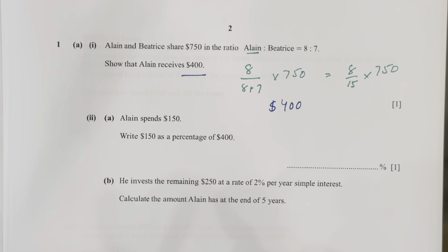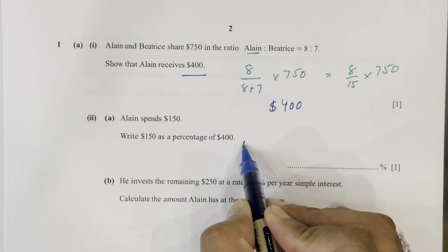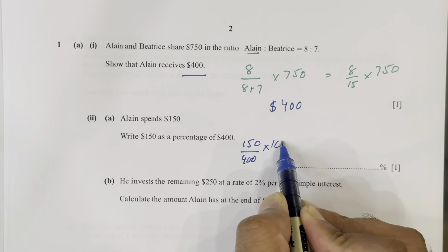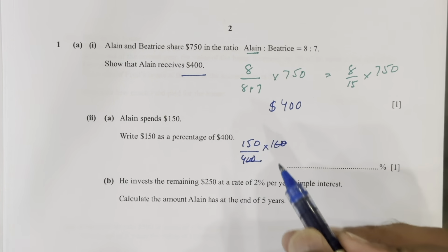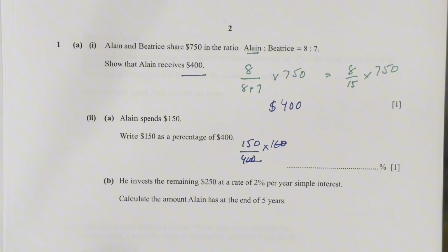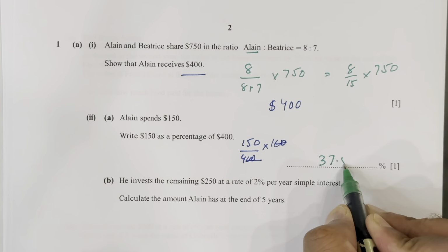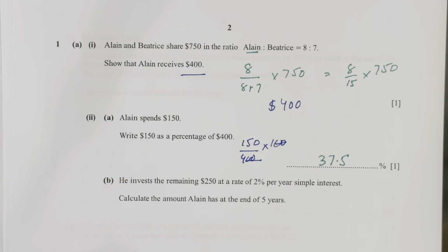Part second A, Alan spends $150. Write $150 as a percentage of 400. So 150 over 400 multiplied by 100. 20 is gonna cancel with 20, and 150 over 4, we get the answer of 37.5 percent.